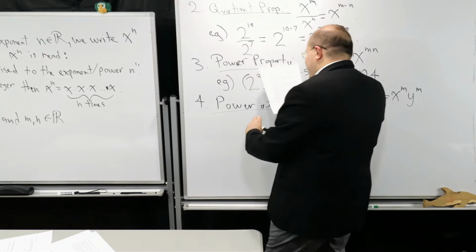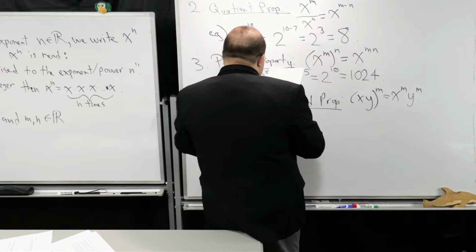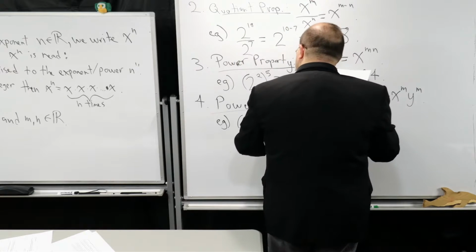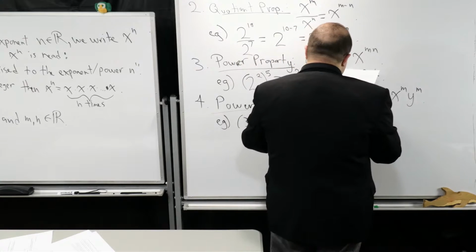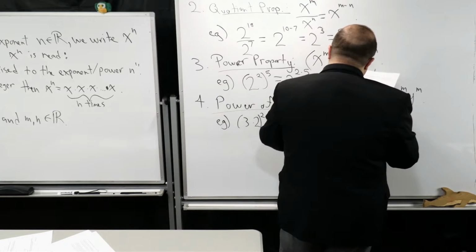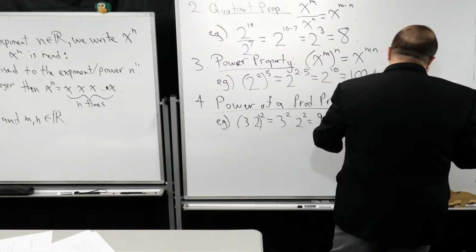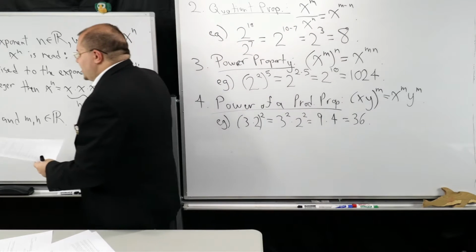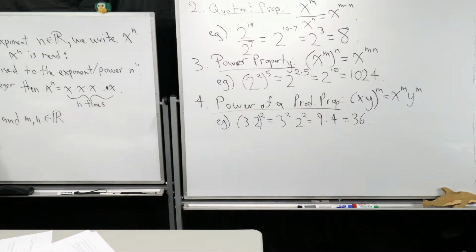So just as an example, if I have 3 times 2 squared, all squared, this is just 3 squared times 2 squared, which is just 9 times 4, which is equal to 36. Bam. Now, you might ask, Dan, how do I know that that property makes any sense?